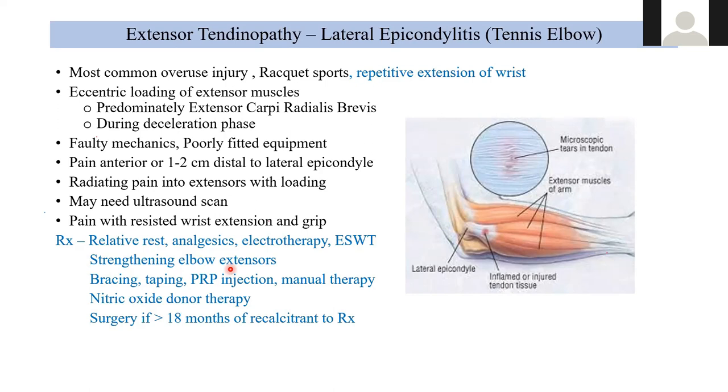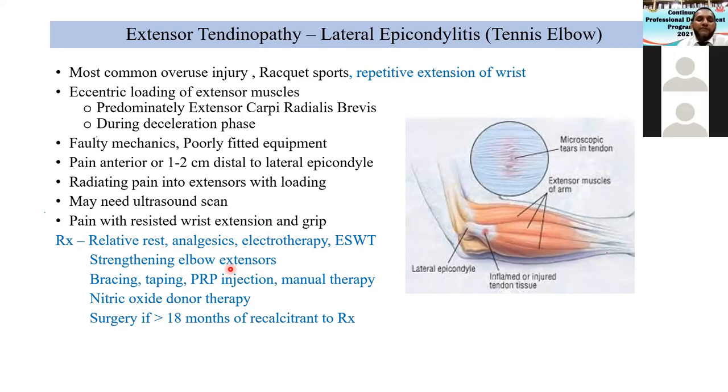There is some evidence that platelet-rich plasma injections have expedited the recovery. Manual therapies and nitric oxide donor therapies have been widely used, and most of the time the patient recovers from the symptoms. But if the condition is recurrent, the symptoms are not resolving, and the ultrasound findings are suggestive of a significant pathology, there is a possibility to go for surgery after 18 months of treatment.